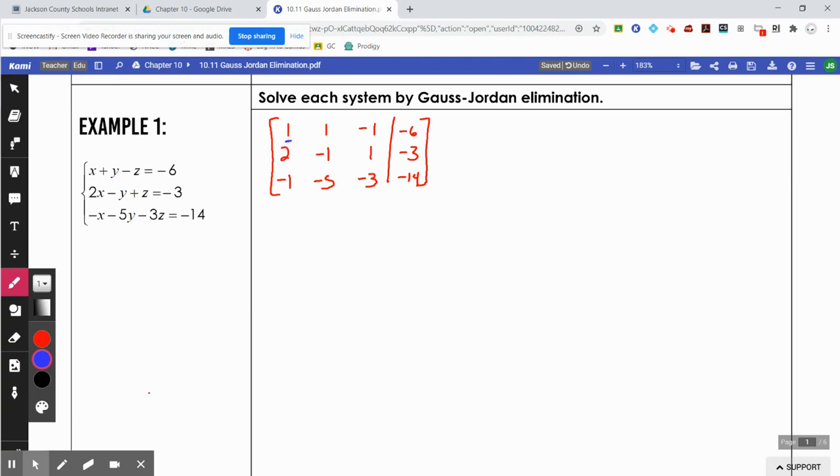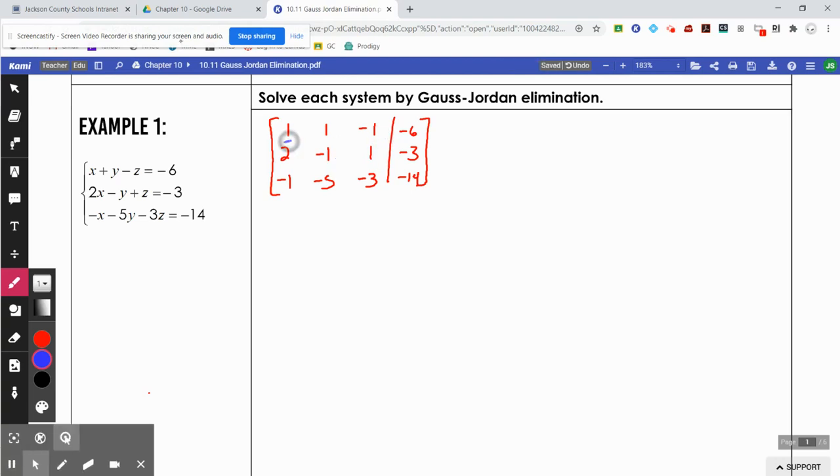We're going to make this a 1, use it to make everything below it a 0. And where it changes is we're going to make this into a 1 then. Instead of just making this a 0, we're going to make both of these zeros. Then we're going to make this a 1, and we're going to make both of these into zeros.